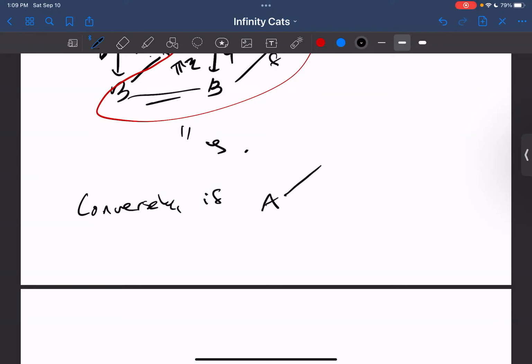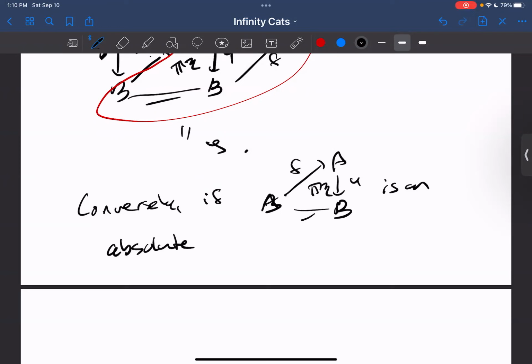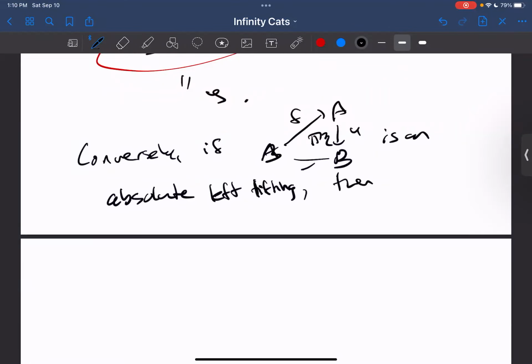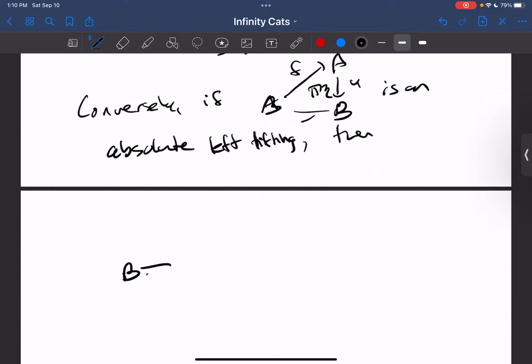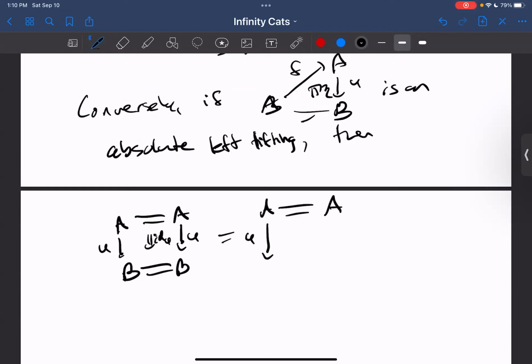And conversely, if this is an absolute left lifting, then we see that we can apply this with A equal to U and B equal to A over here, along with the identity natural transformation on U. And then we're going to see that this is equal to a unique epsilon up here. This diagram here, which is automatically one of our triangle equalities.